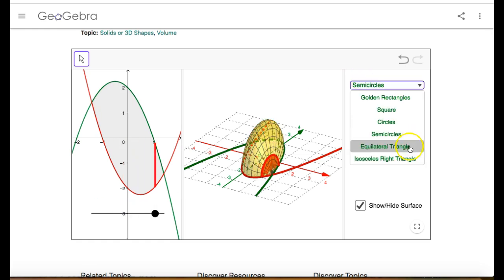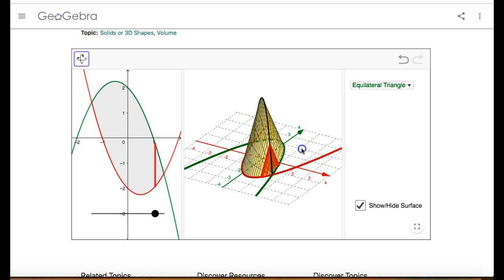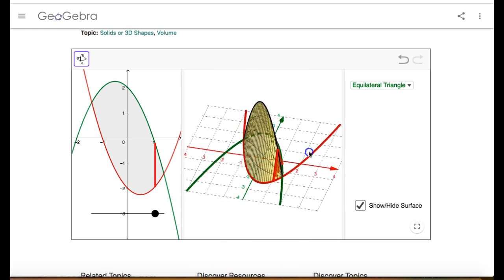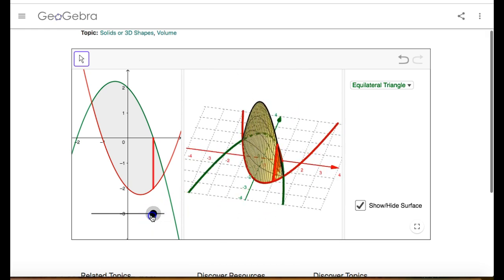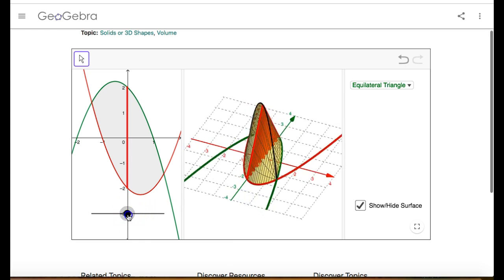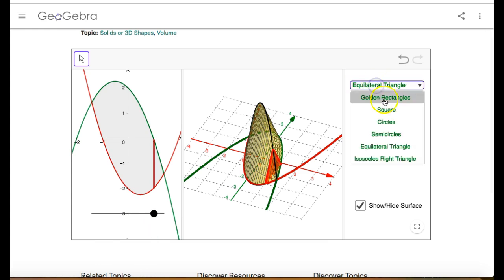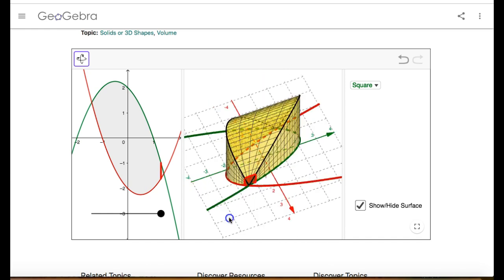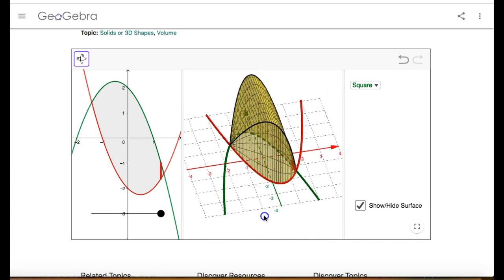Same thing for an equilateral triangle. We would get some figure that looks like this, and no matter where I slice through it, the cross section is an equilateral triangle. We looked at all these different types of shapes. Right here, no matter where I am, the cross section is a square. So we get some figure that looks like this.